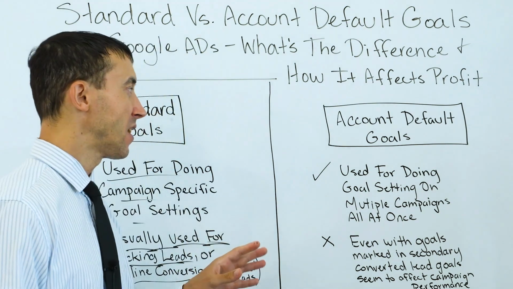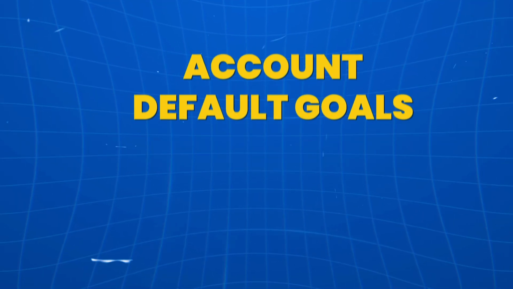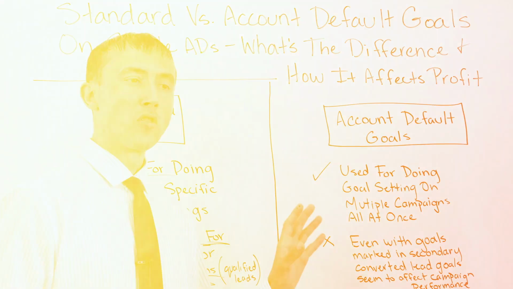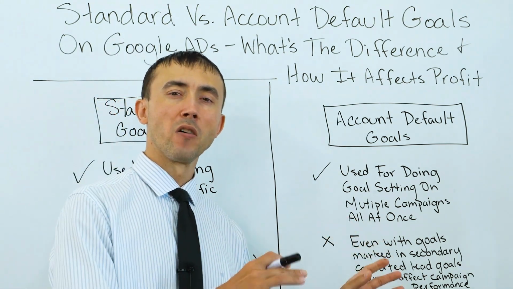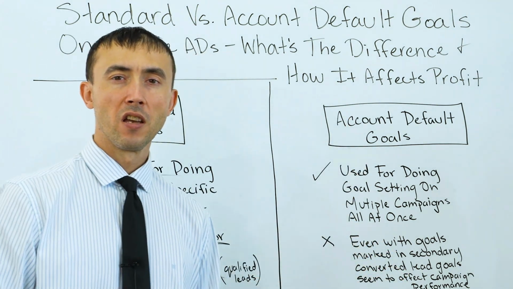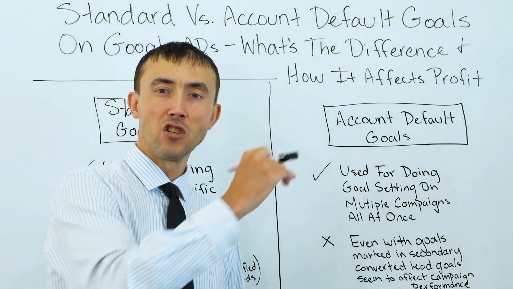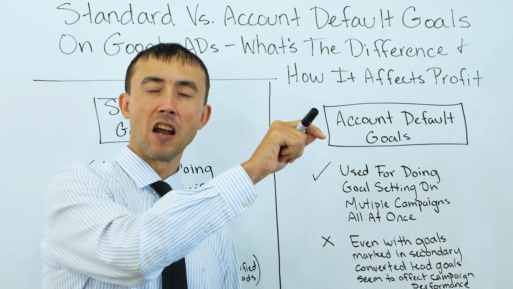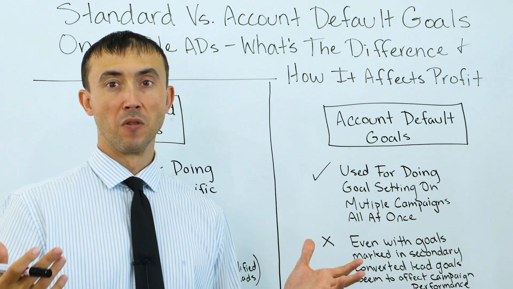But with that said, getting back to what I was mentioning here, account default goals now. These are used for doing goal setting on multiple campaigns at once, like I mentioned before. So if you expect that you're going to use these goals on all campaigns, the easiest thing to do would be just to mark them as an account default goal, because you can easily apply them to all campaigns at once, versus having to go on each campaign in the goal settings and hand select there the goal that you want to actually optimize for. Or should I say goals if it's more than one.